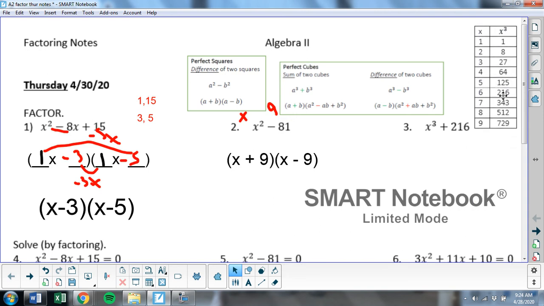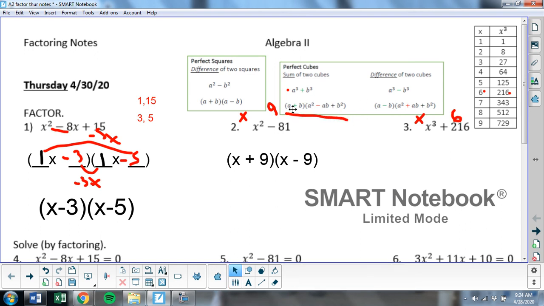Here's our cube table in case we need it. This is a perfect cube, and 216 is a perfect cube right here. So this is following this pattern. What's being cubed here is x. What's being cubed here is 6. So this is my a value, 6 is my b value. And here's what you do with those a and b values.